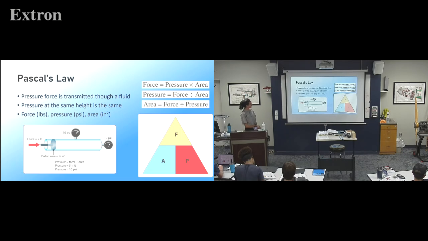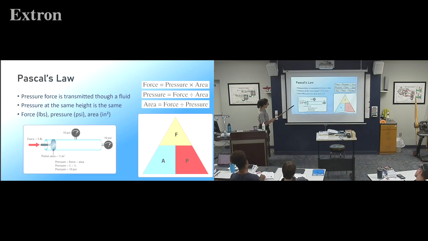So I don't even know his whole name or when he lived, but anyway, he discovered that pressure force is transmitted through a fluid and it acts equally in all directions.